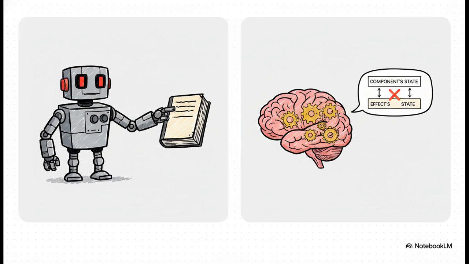Because omitting dependencies breaks the synchronization contract. The effect becomes out of sync with the component's actual state, which is what leads to stale closures and all sorts of unpredictable bugs. See the difference? One is a rule. The other is a deep understanding.